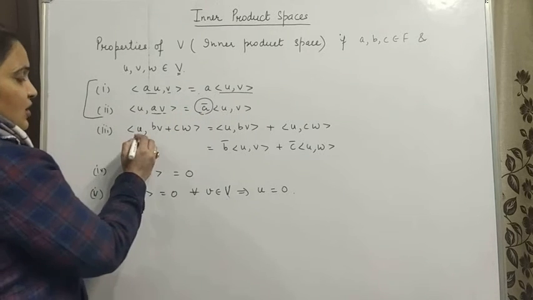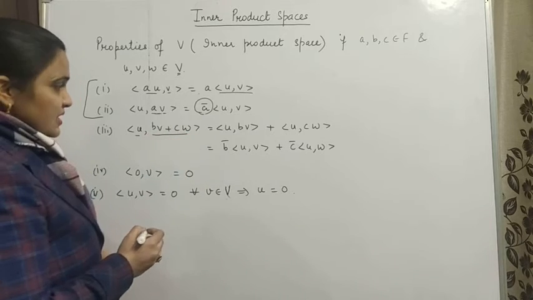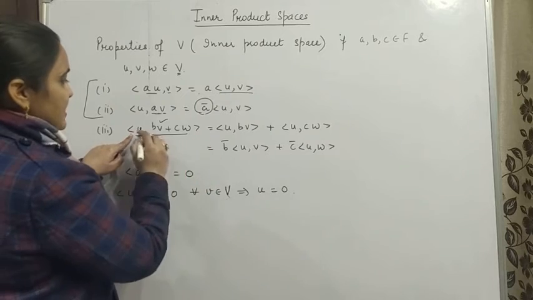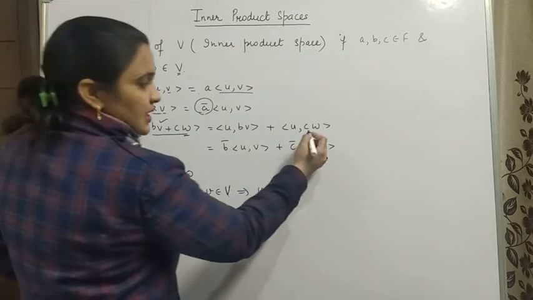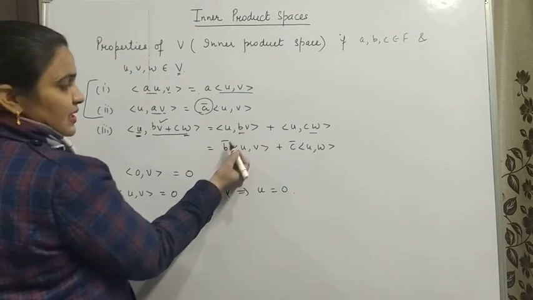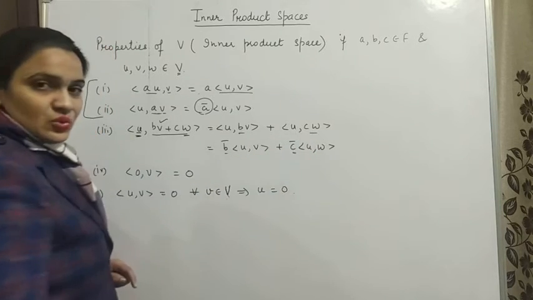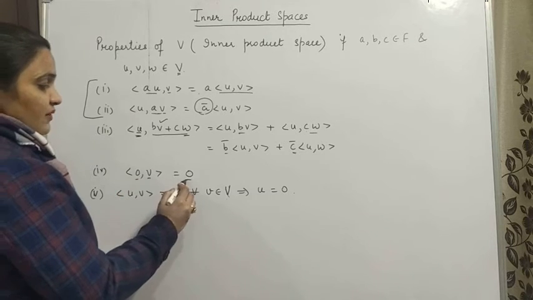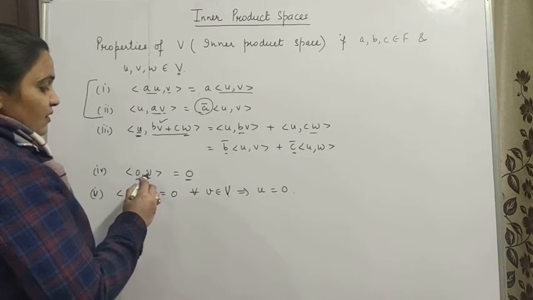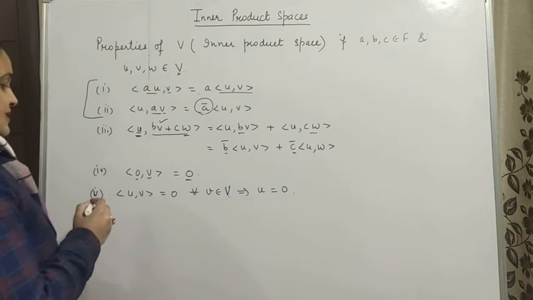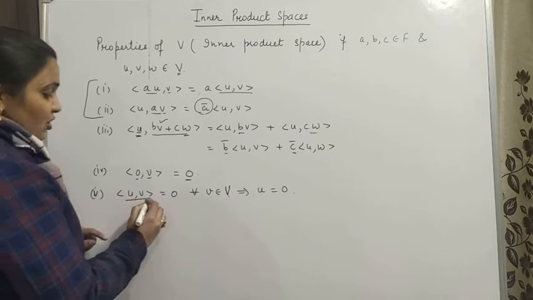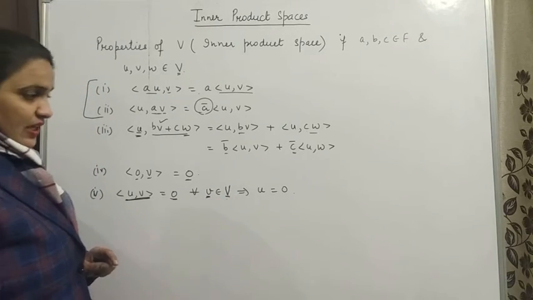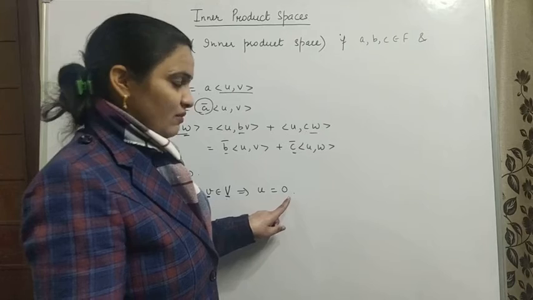The next property is the inner product of u with bv plus cw, which is defined as the inner product of u with bv plus the inner product of u with cw. Then, using the second property, this is b conjugate and this is c conjugate. Next, if the inner product of zero with v is always zero, the inner product of any vector with v is always zero. Next, if the inner product of two vectors is zero for all v belonging to the inner product space V, then this implies u is always zero.